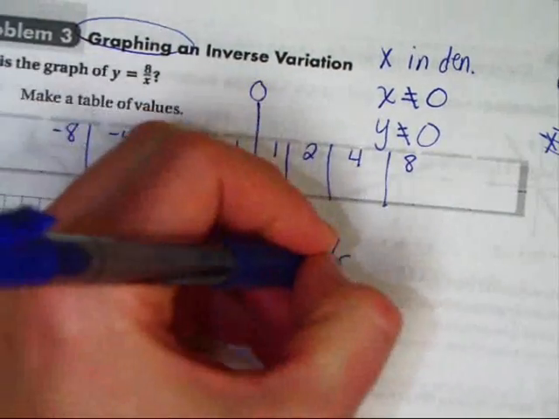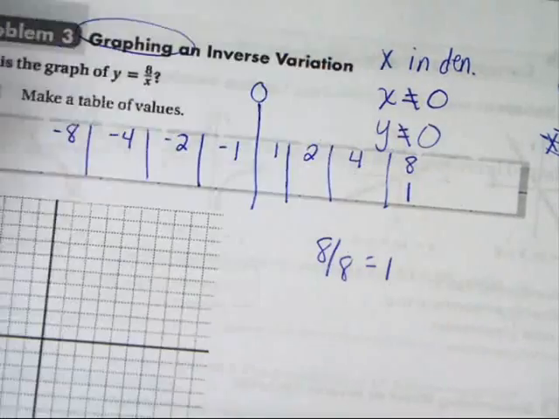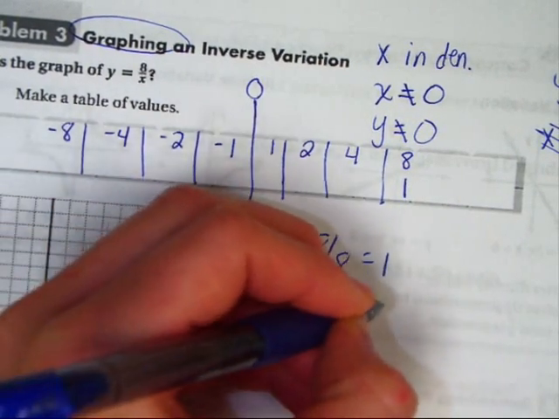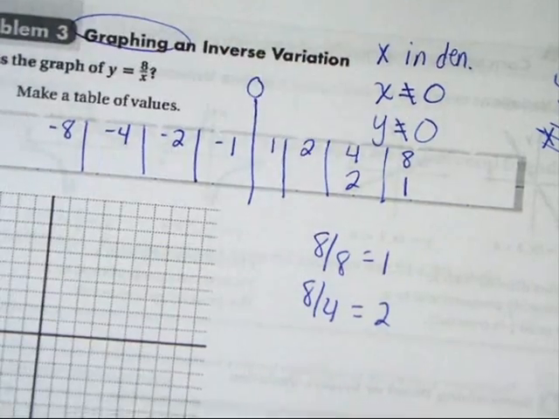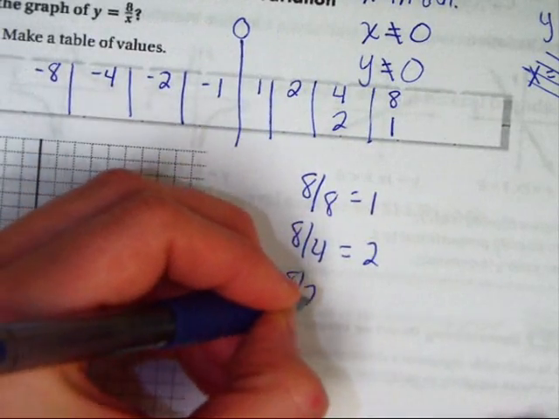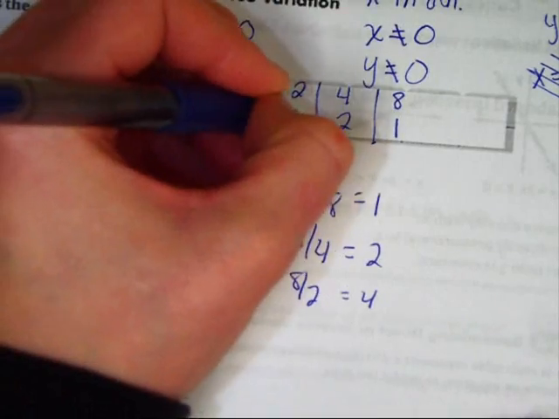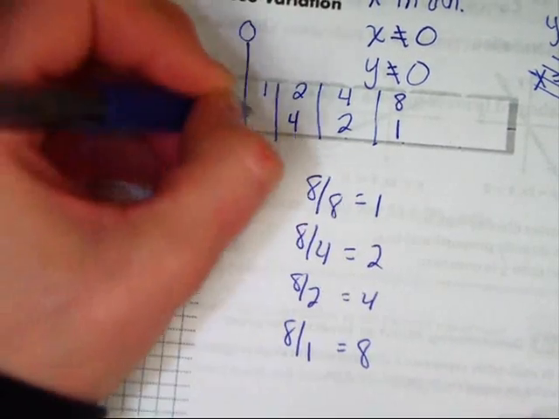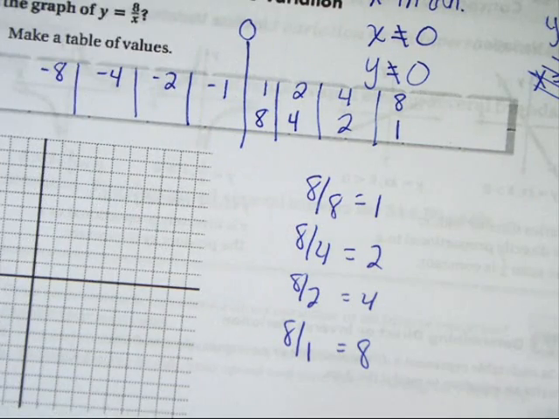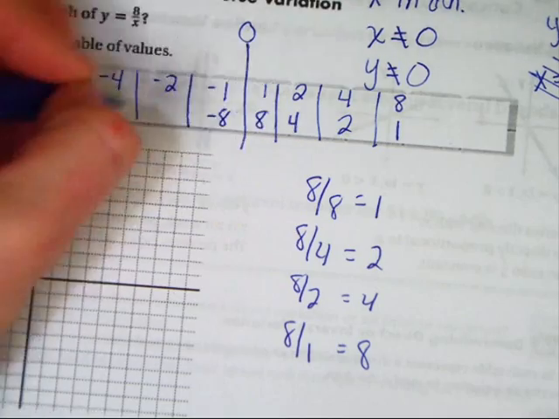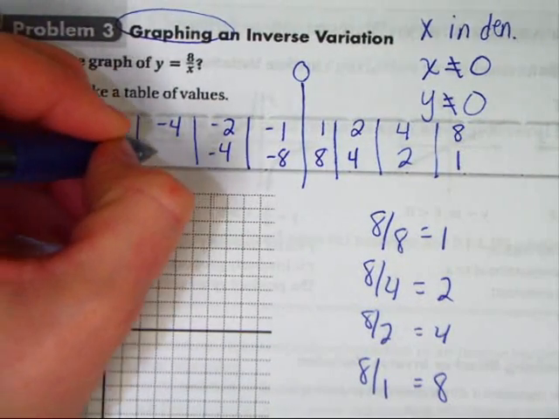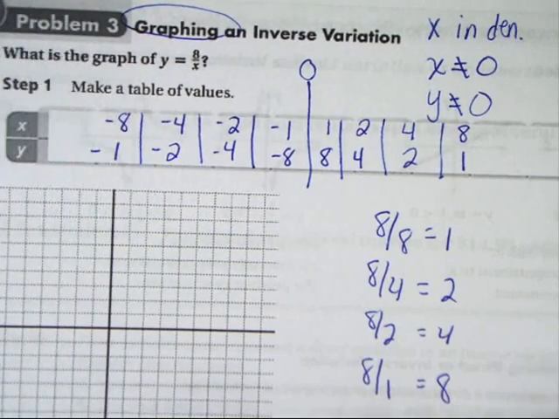You ready? 8 divided by 8 is 1. So that y value would be 1. 8 divided by 4 is 2. So that y value would be 2. 8 divided by 2 is 4. So that y value would be 4. 8 divided by 1 is 8. So this y value would be 8. And then when you do the negatives, it's just going to be exactly opposite of what you just got. And I think you probably know that. Like 8 divided by -4 is -2, so on and so forth.